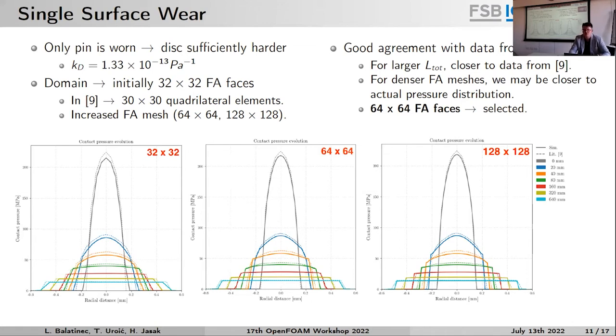Next, we increased the mesh to have some denser meshes. And the figures below show the contact pressure evolution for different sliding distances. The full lines show the data from simulations, and the dotted lines are the data from the literature. We can see three mesh densities, as mentioned, and we can say that we have good agreement with the data from the literature. But we may note that for larger total sliding distances, where the surfaces are more severely worn, we have better agreement with the data from the literature. Also, for denser finite area meshes, it may also happen that we have a pressure distribution which is actually closer to the real pressure distribution, as we're using a validated contact model, but more elements in the contact zone. Here, we decided to continue with the 64 by 64 finite area faces in our domain.